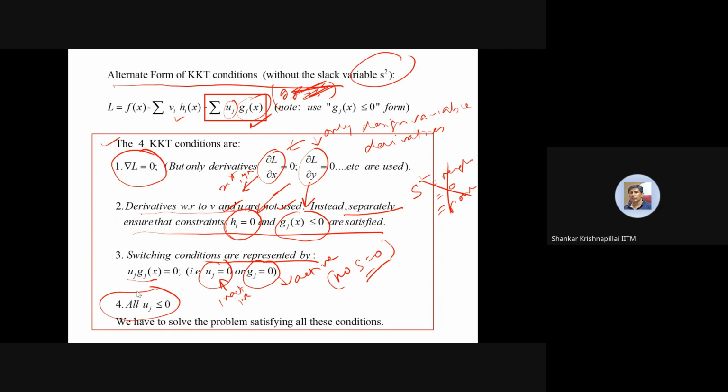Okay, so let us do one simple problem with this, that is without using S squared. Use the alternate KKT conditions to find the minima of this objective function, subject to one equality constraint and one inequality constraint. So without using S squared, you can write the Lagrangian like this. There is no S1 squared, S2 squared here.